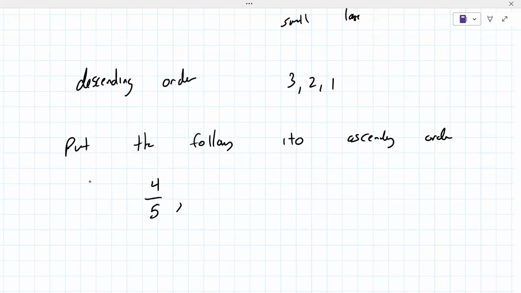4/5, 0.6, and 75%. Which means you probably need to put them either all into decimals or all into fractions. I'll probably just do a decimal. Yeah, so it would be 0.